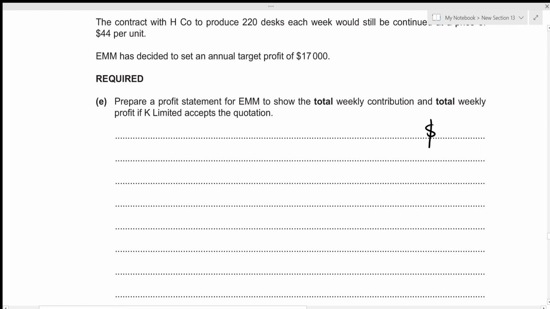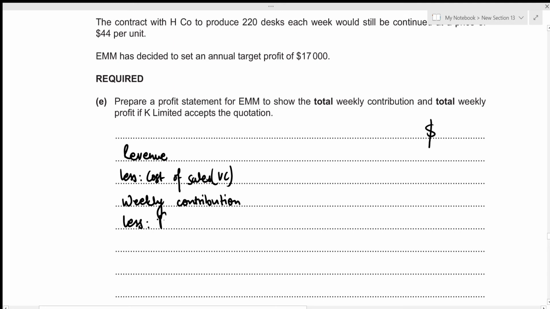So we just need to prepare the profit statement, which we will start with the revenue. Then we will subtract our cost of sales or the variable cost, and this will lead us to our weekly contribution. We then have to subtract the fixed cost in order to get our weekly profit.